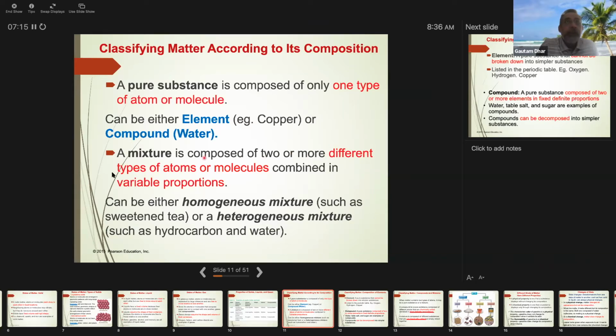On the other hand, a mixture can be composed of two or more than two. It can be atoms or molecules or anything. But the difference between a compound and a mixture is that in a compound there's a definite proportion of the two elements that are coming together. But in the case of a mixture, they can be any. So there is no definite proportion.